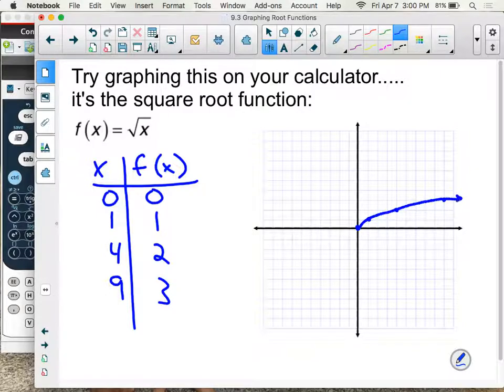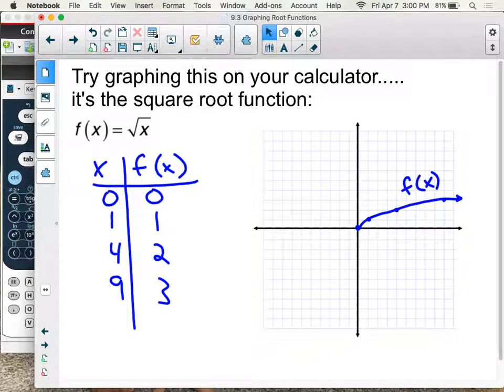Hey, it kind of looks like a sideways parabola. It does. It is, because the inverse of squaring is square rooting. Oh, you are a genius. No, you just do your math homework. Good for you. Yay. Fantastic. So that's a great square root function.